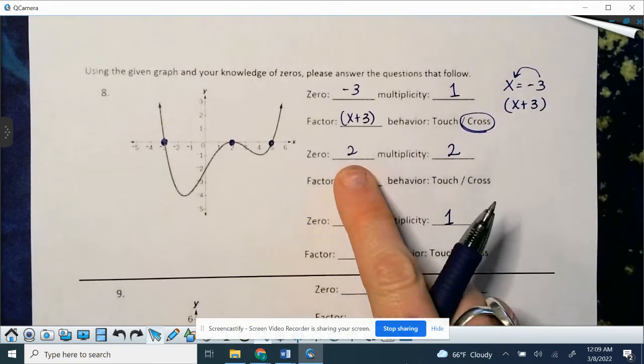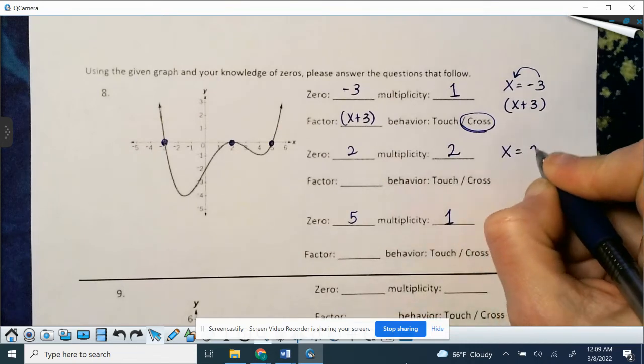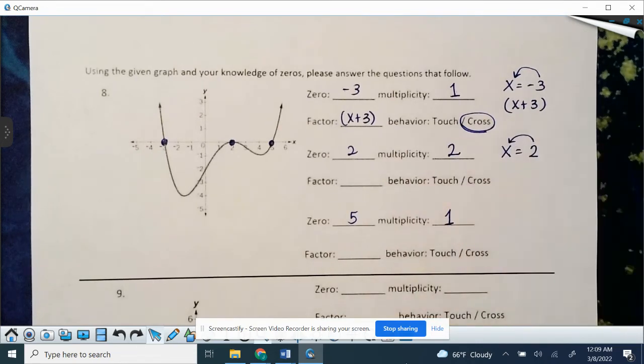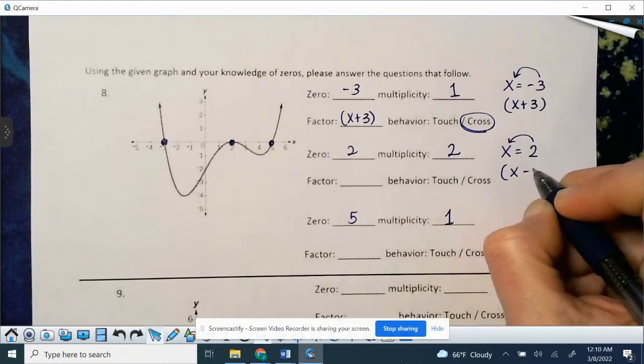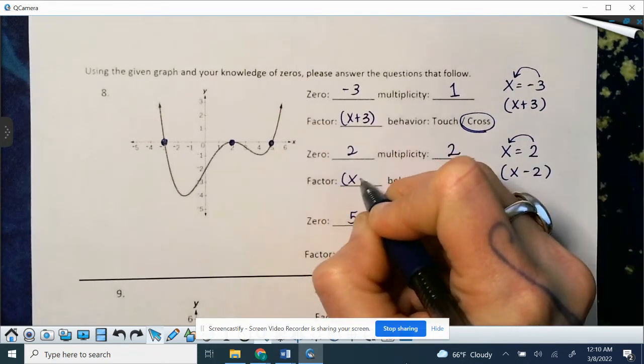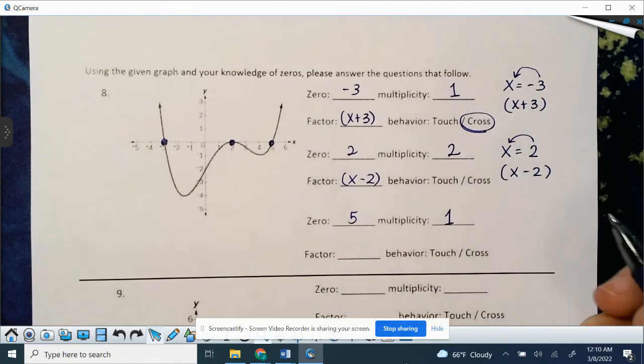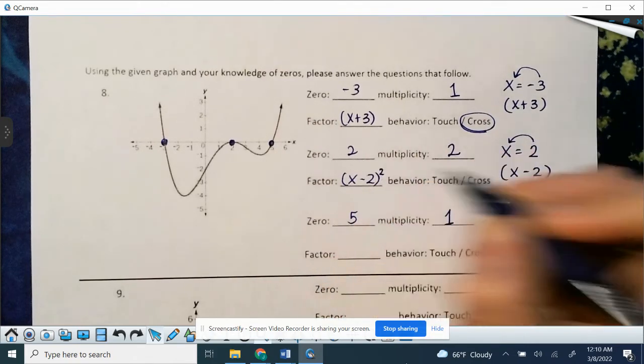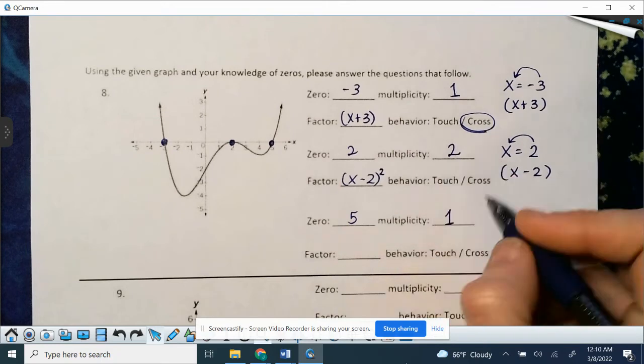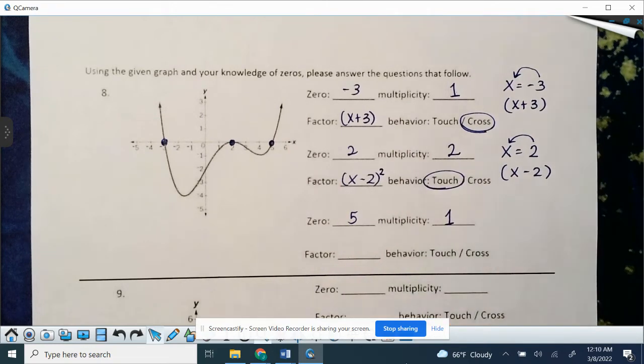So our zero is 2, so x equals 2. We want to move it back over to the side where x is, and we cross that equal sign, so we're going to do the inverse. So x minus 2 is going to be our factor. It is a multiplicity of 2, so it's going to have a 2 up here, and that means it is even, so it is going to touch and bounce, touch and go, touch and go.